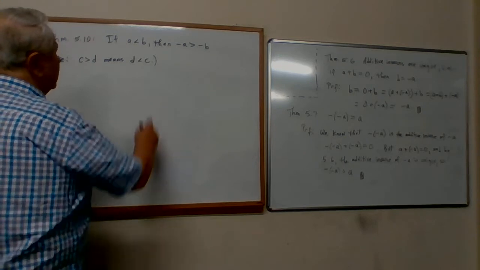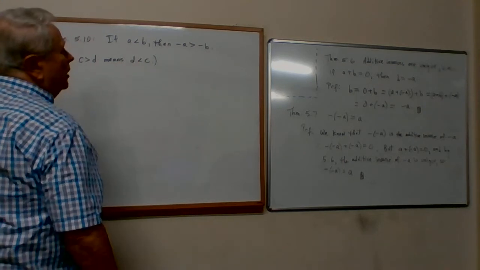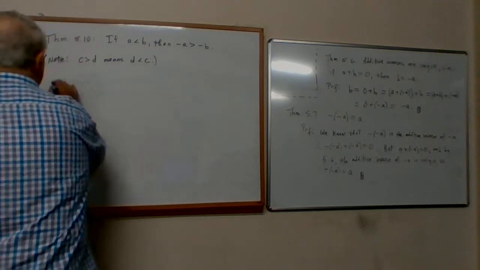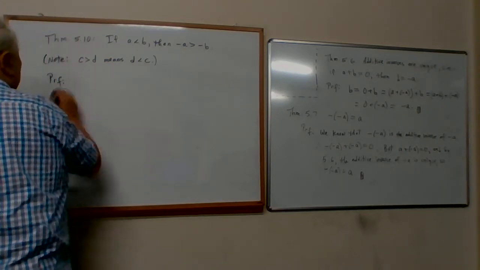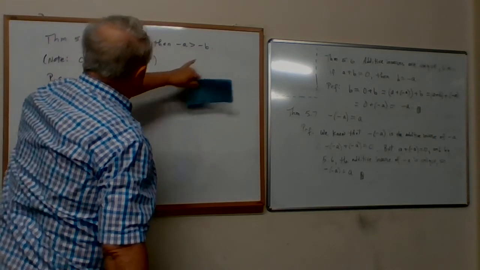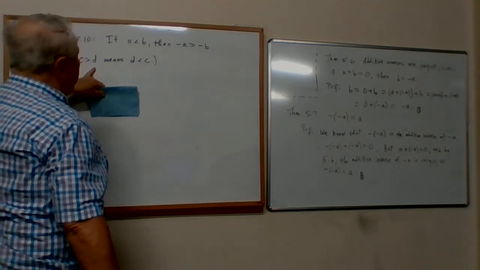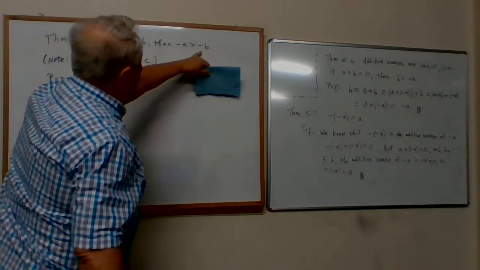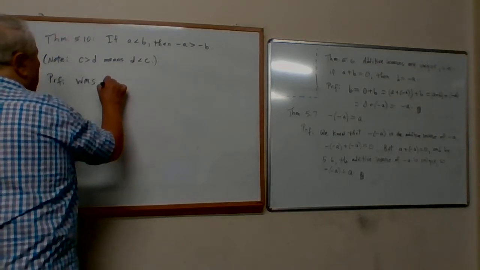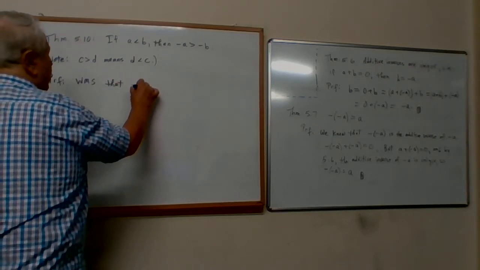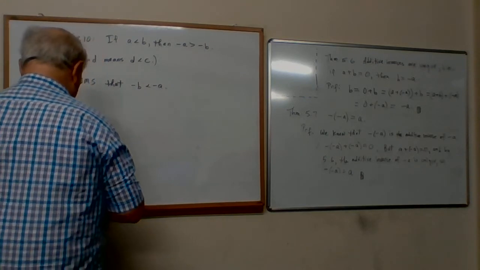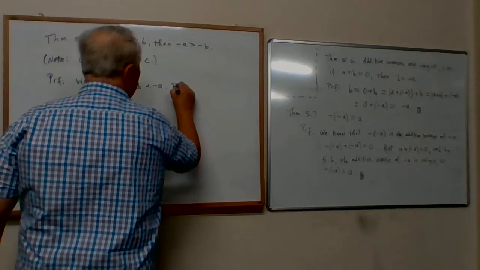But 5.10: if A is less than B, then when I multiply by a negative number, it reverses the inequality. Proof. To show that negative A is greater than negative B, everything down to the definition, I have to show that negative B is less than negative A. So we must show that negative B is less than negative A.